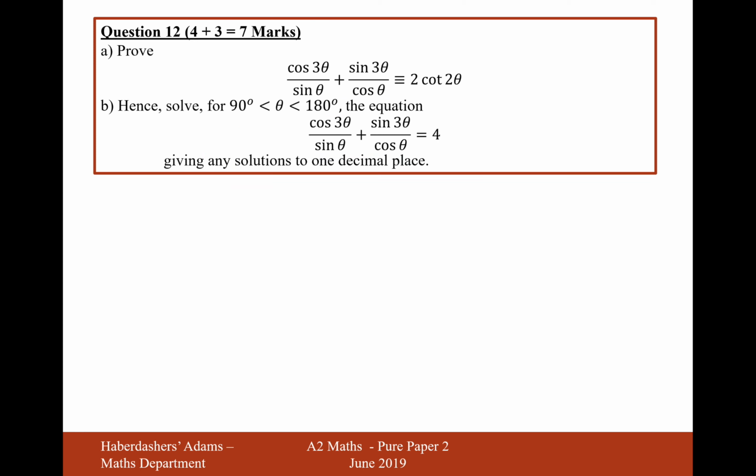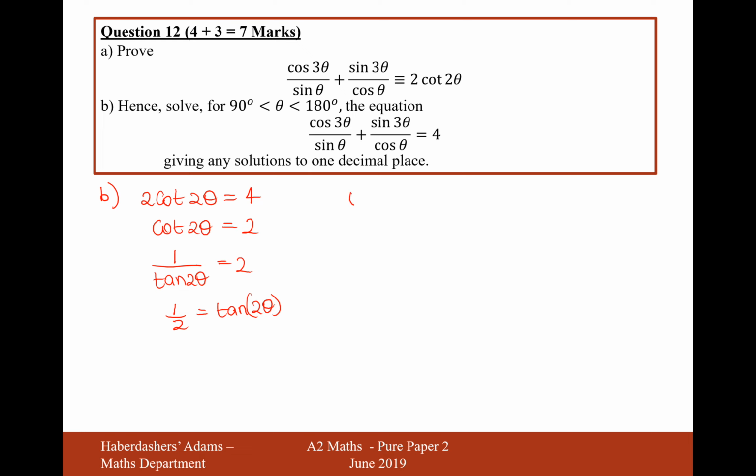Hence, solve between 90 to 180 this equation here, giving any solutions to one decimal place. Okay, so what we'll spot from the link from part A to part B is that the left-hand side is wholly part A. So we can just simply write our equation in part B as 2 cot 2 theta equals 4. The first thing I think I'll do is divide both sides by 2. And then rewrite cot as 1 over tan 2 theta. And then times the tan 2 theta on the other side and divide by 2, so I get a half equals tan 2 theta.